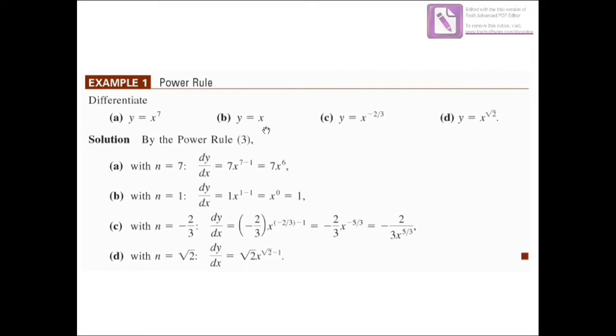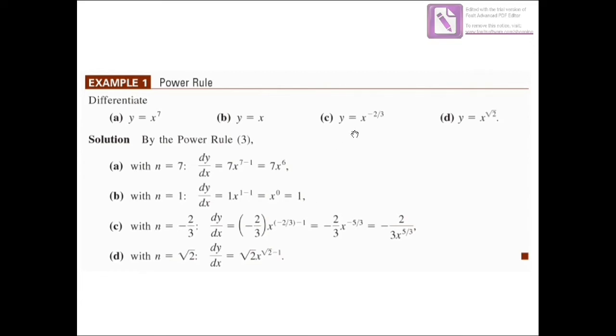b, y is equal to x. So here the power is 1. So with n equal to 1, dy over dx will be 1 multiplied by x power, we subtract 1 from the power, it will be 1 minus 1. So 1 multiplied by x power 0, and we know that x power 0 is given by 1.